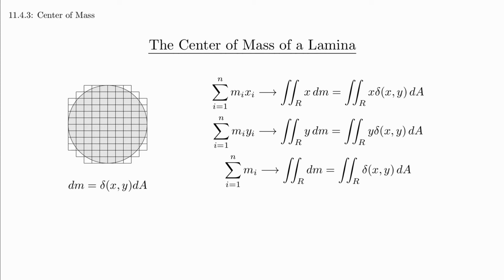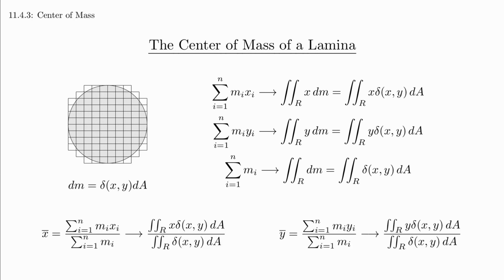The only trick is we need to think carefully about which part is cut up into pieces. In this case, the mass is the part that is being cut up, and so the mass becomes dm. This gives us the conversion for the various sums. But then we need to use the fact that the mass is related to the area element through density, which we can then substitute in. From here, it's basically just a matching game to get the center of mass.